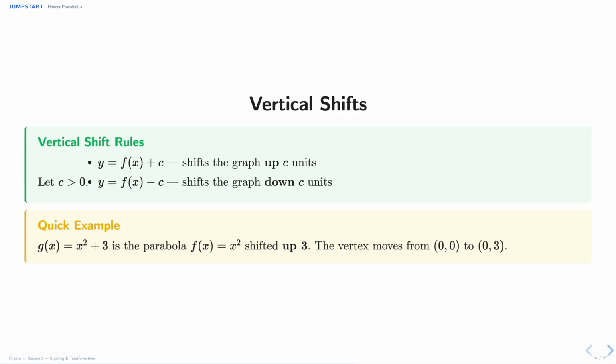For example, if g of x equals x squared plus 3, this represents the parabola f of x equals x squared shifted up 3 units, moving the vertex from the origin to the point 0, 3.